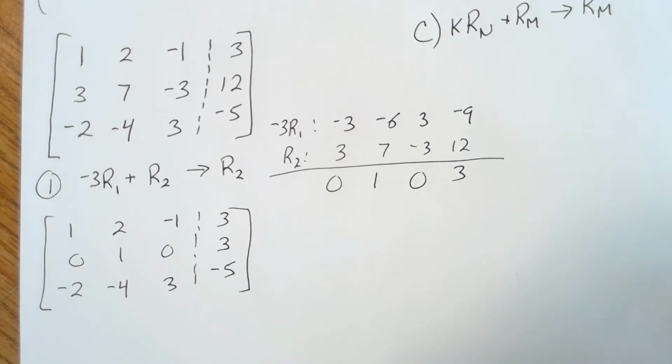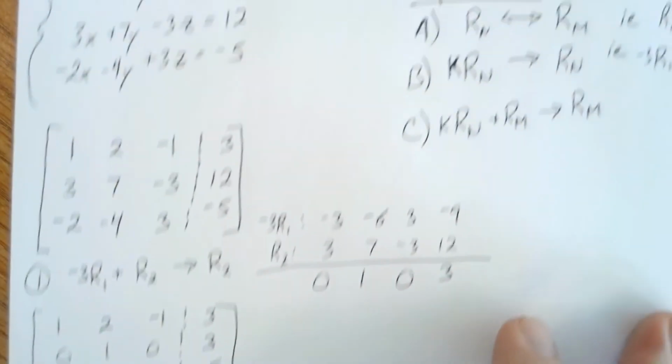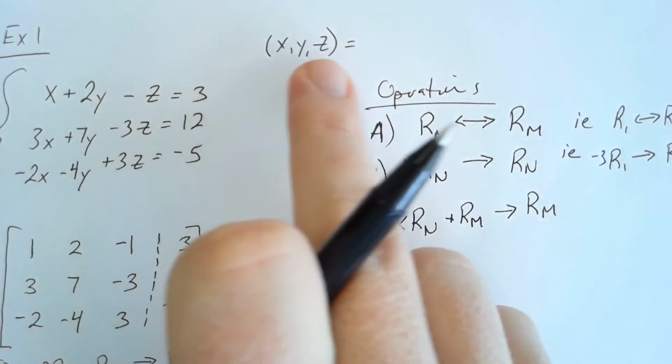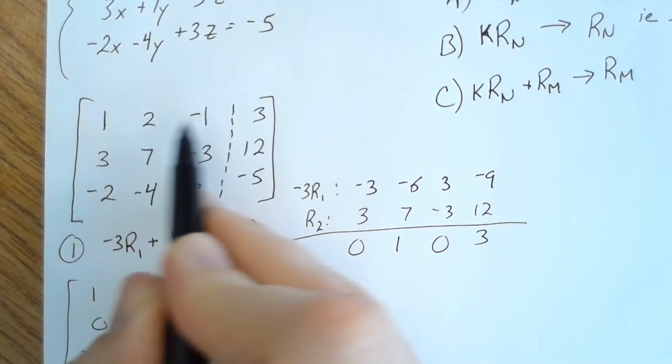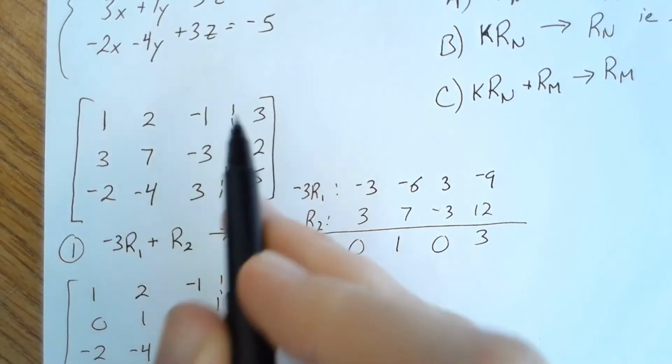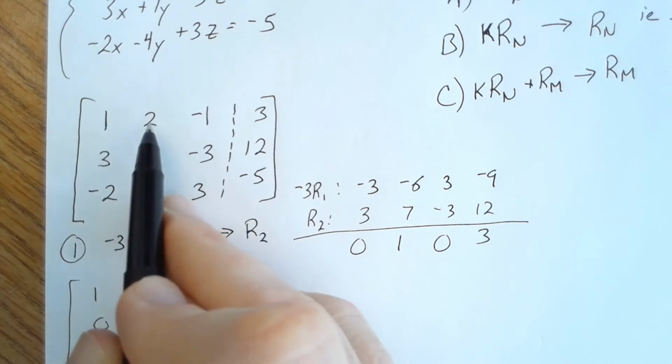Now, why did I pick that operation? Well, if the goal of solving this is to get x, y, and z, it means that I need a 1 here and these things to be zeros so that I know what x equals. That's the idea, right? This is supposed to be x, this is y and z.